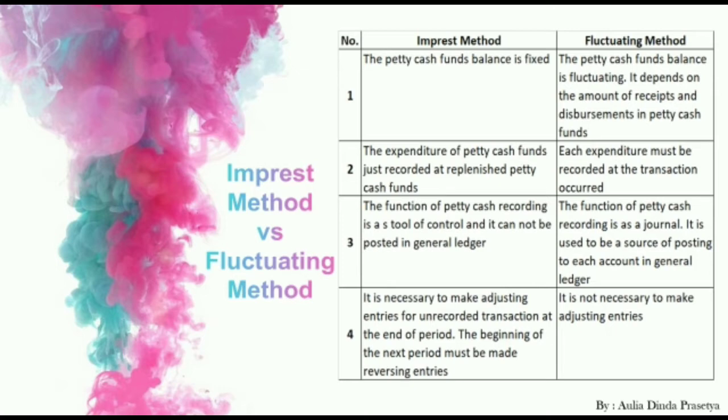So, from my explanation, it can be concluded that for the impress method, the funds balance is always fixed. But for the fluctuating method, the petty cash funds balance fluctuates based on how many transactions, and what kind of transactions happen at that time. And we have to make a journal for every transaction that occurred that day.